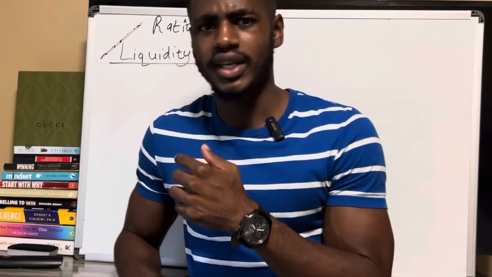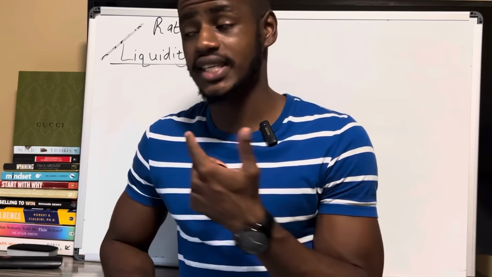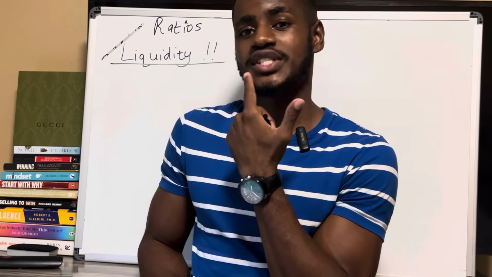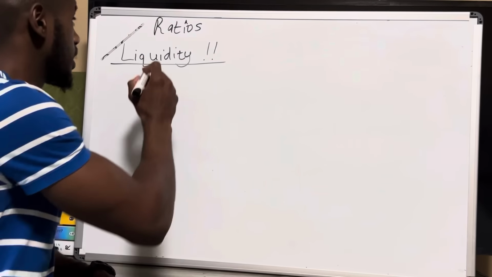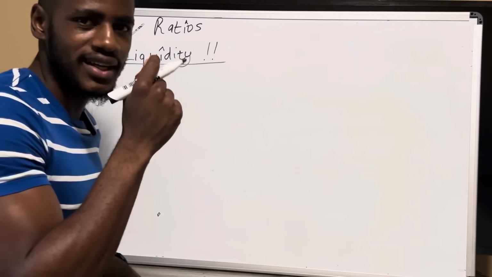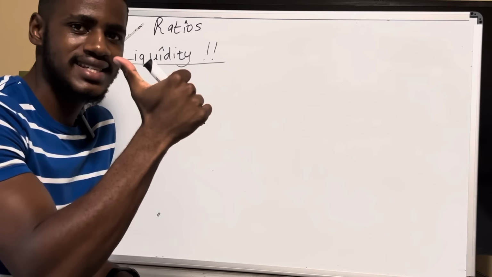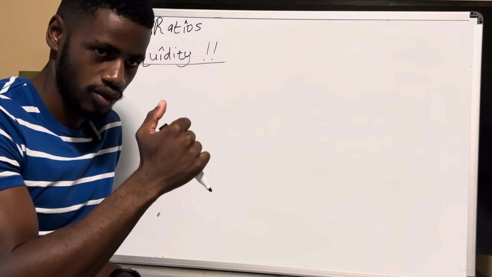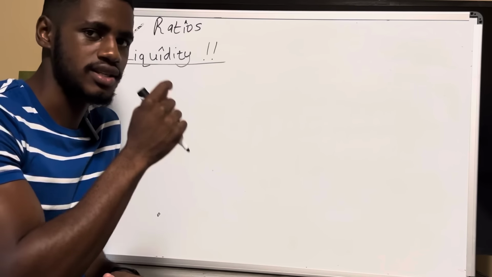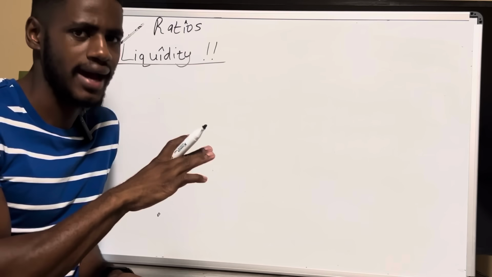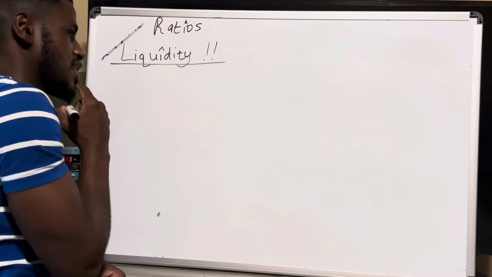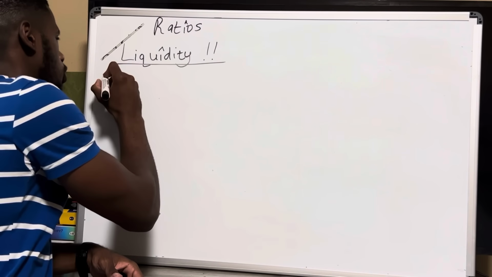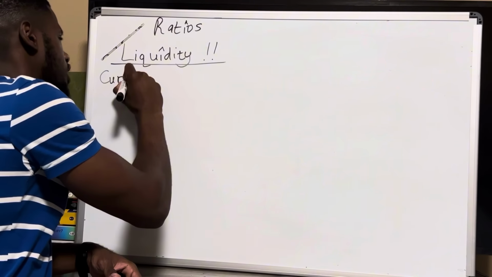Now, what is liquidity? I'm sure we've seen this word before, from our past year papers, from our past grades, and our exams. In terms of liquidity, we'll be talking about 6 ratios here. I need you to remember these 6 ratios. They are not hard. It's just for you to go and practice and remember these. So the first one is current ratio.